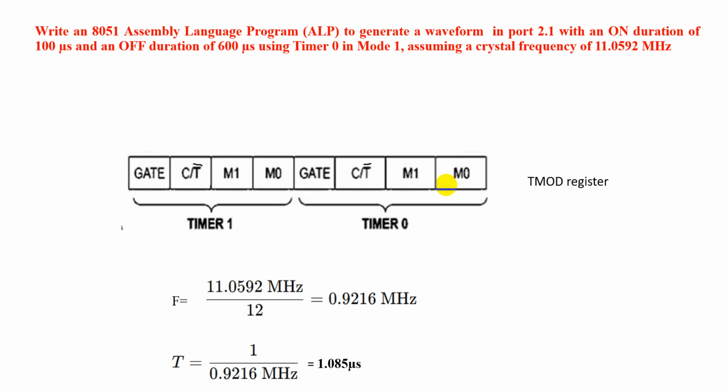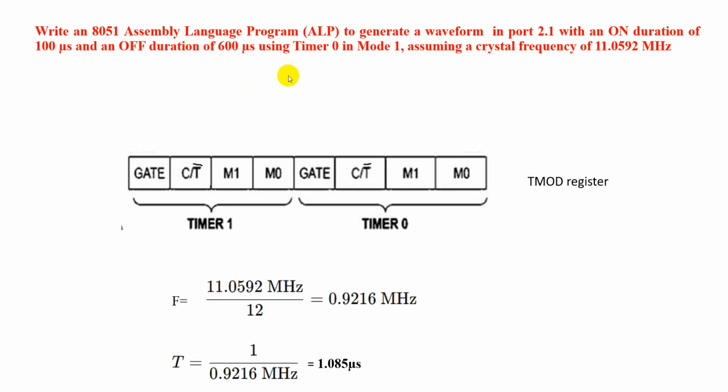Today we are going to see how to generate a square waveform in 8051 microcontroller with on period of 100 microseconds and off period of 600 microseconds using timer 0 in mode 1. We are going to use the crystal frequency of 11.0592 MHz for generating a square waveform with on period of 100 microseconds and off period of 600 microseconds.